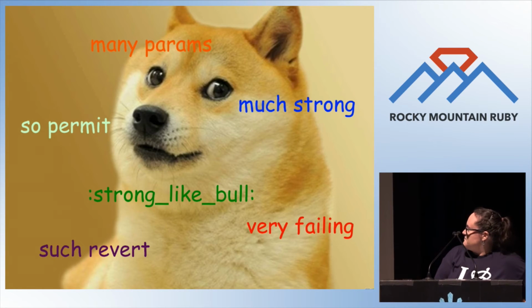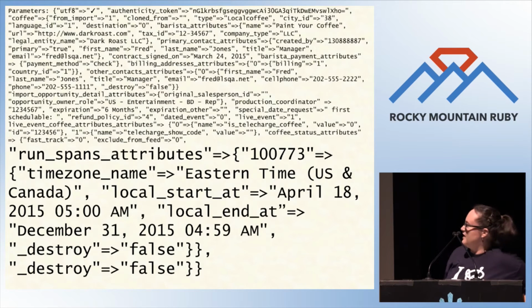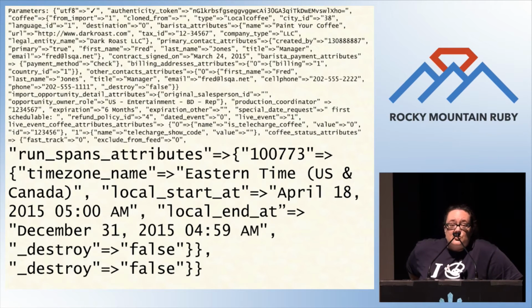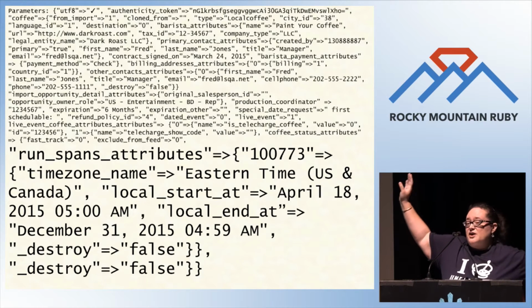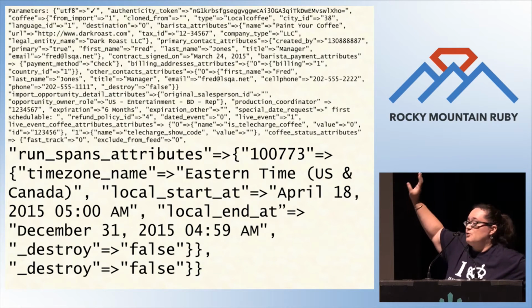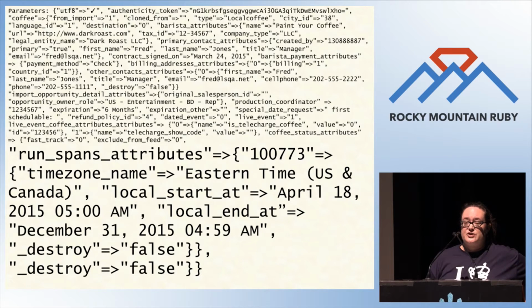Let me back up just for a minute. Actually, no, I'll go ahead and give it a shot. But look what I was working with. No wonder I had the strong like bull emoji going on. This is, again, about a quarter or maybe a fifth of the raw parameters that would come through when we did an update on this particular controller.